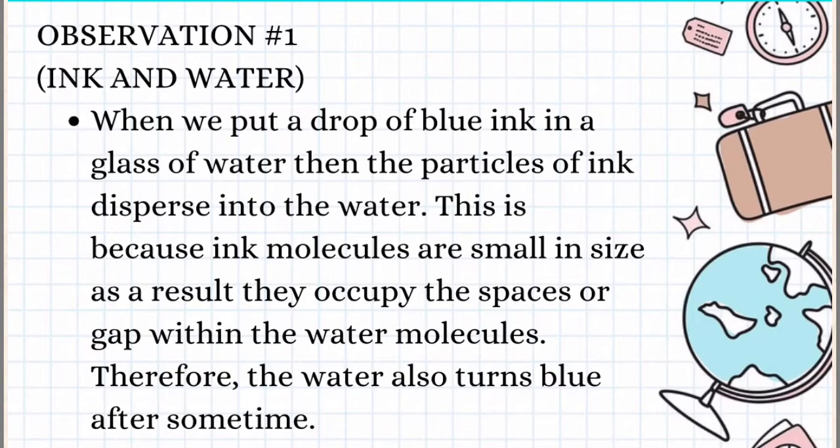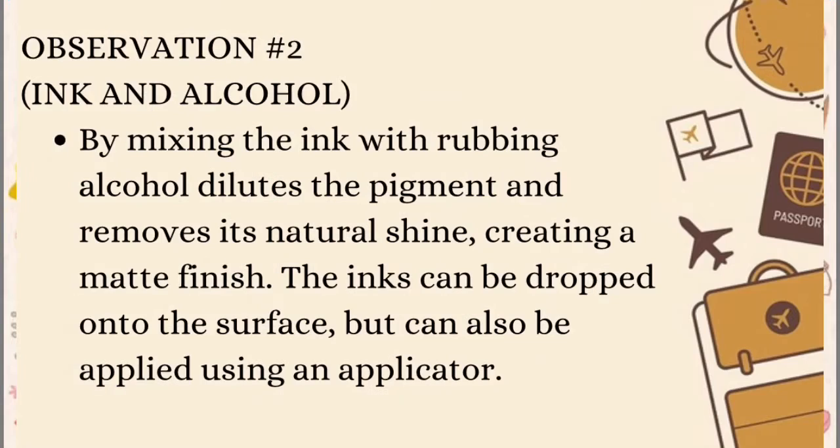Observation of ink and water. When we put a drop of blue ink in a glass of water, the particles of ink disperse into the water. This is because ink molecules are small in size. As a result, they occupy the spaces or gaps within the water molecules. Therefore, the water also turns blue after some time.